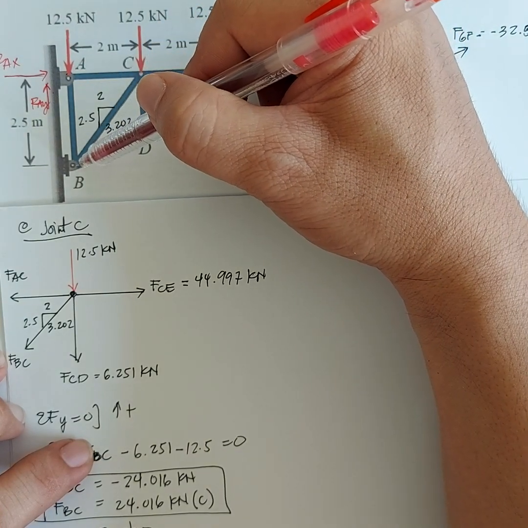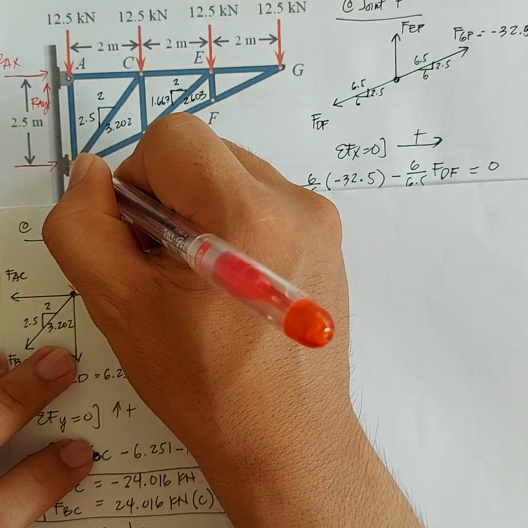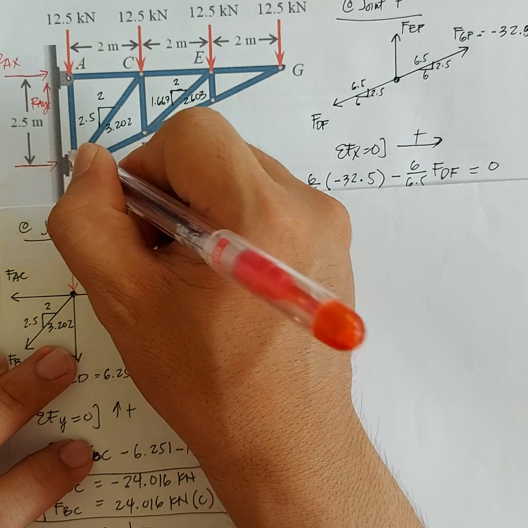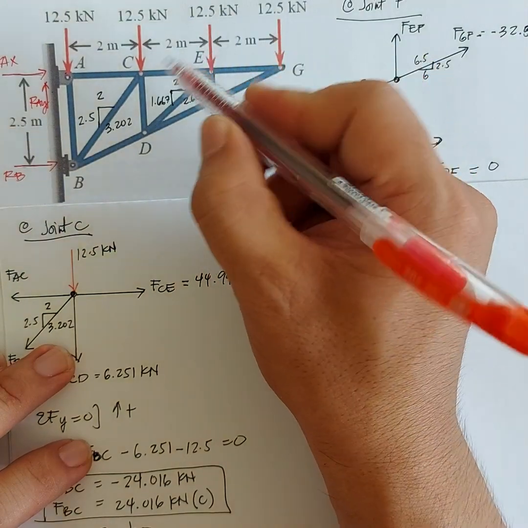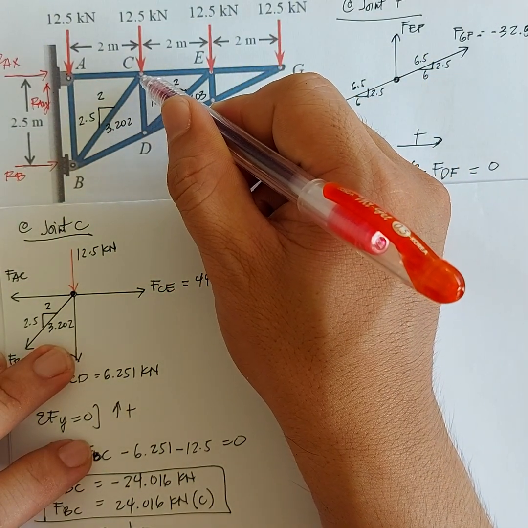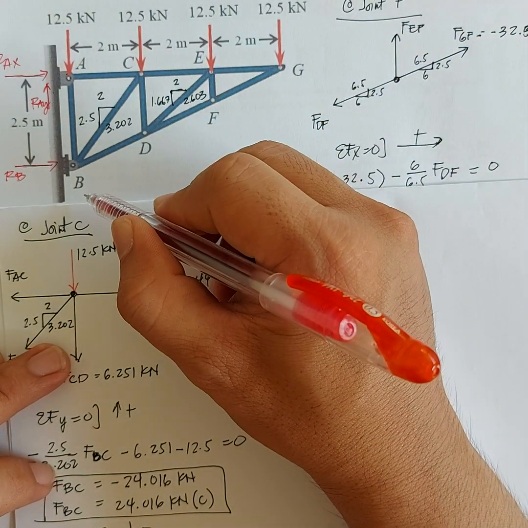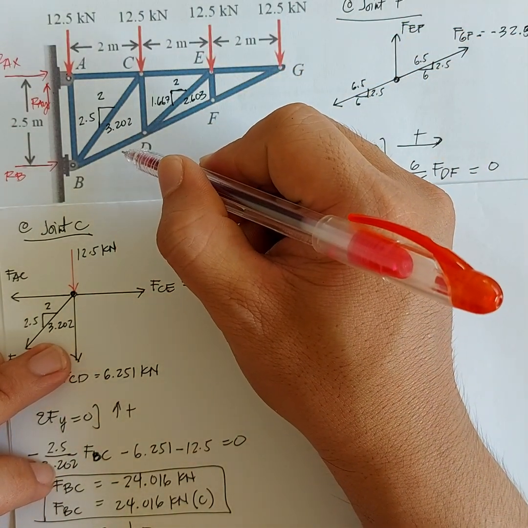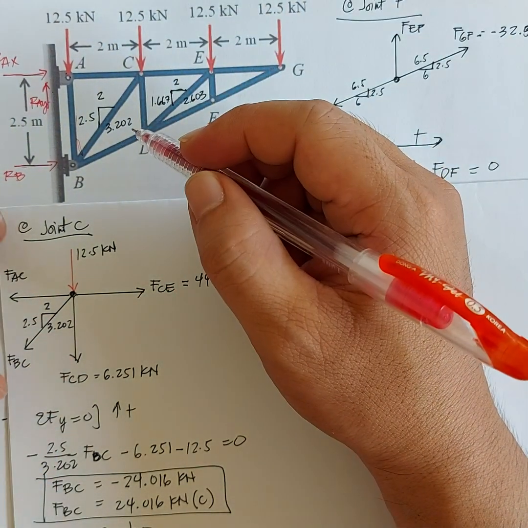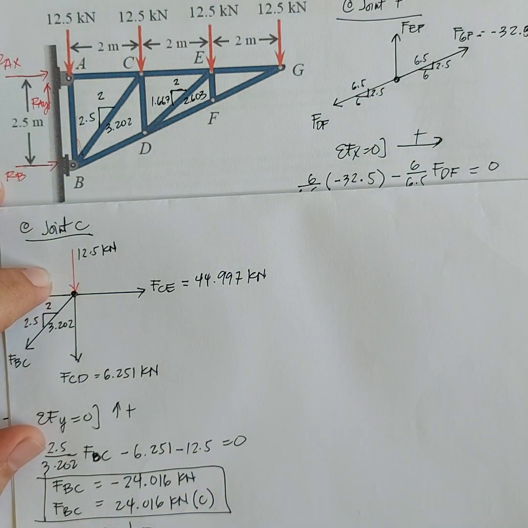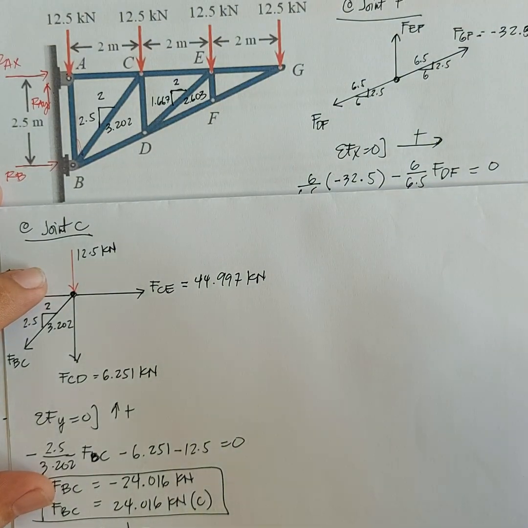Sa B naman, sa joint B, meron tayong support reaction dito na roller yan. So, perpendicular dito sa may surface. So, this is RB. Okay. We know FBC, I think. Yeah, I think we have solved for FBC kanina. We also know FBD. Ang unknown lang natin is RB and FAB. So it would be better if we go now to joint B. So joint B tayo.